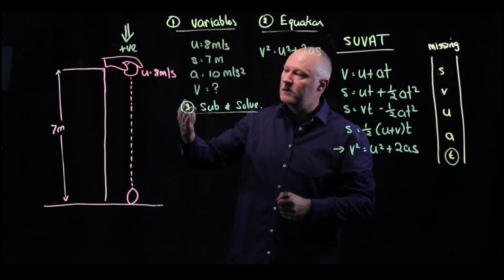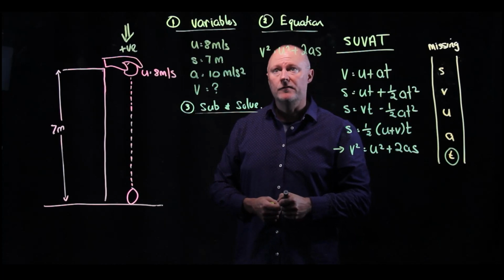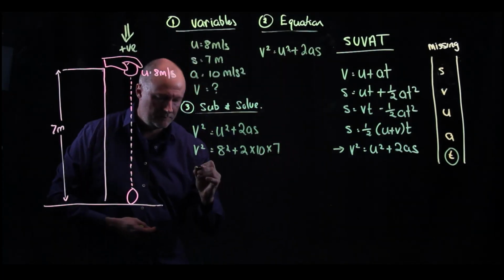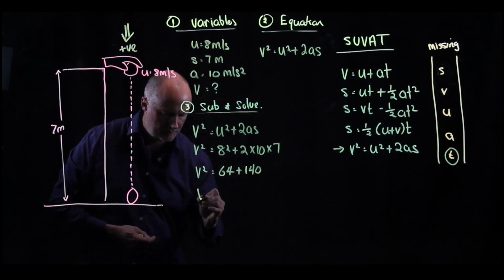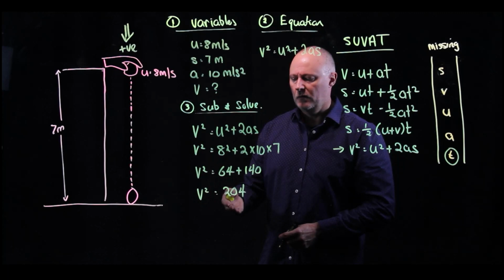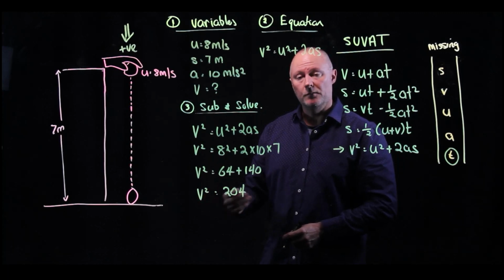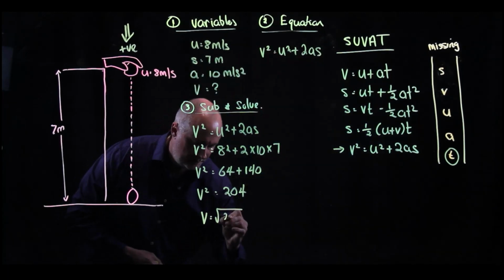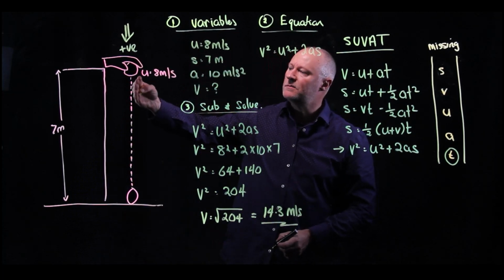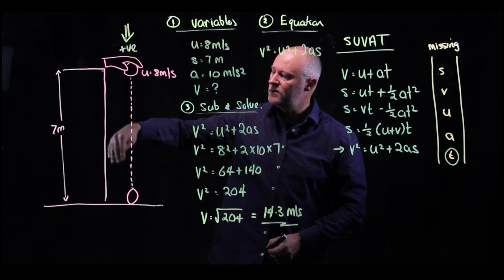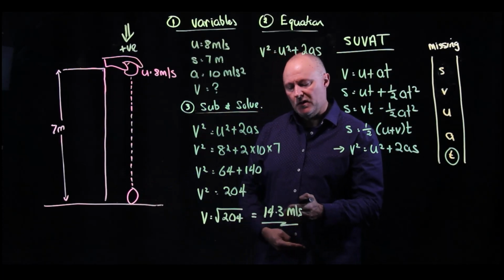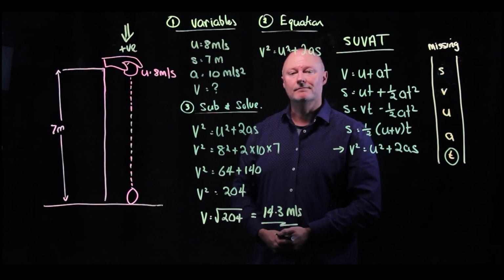Let's now substitute our values into the equation and solve for the unknown value for v. So at this point, we know that v squared equals 204. To find v, we simply take the square root of both sides. So a ball with an initial speed of 8 meters per second being thrown downwards at a height of 7 meters would strike the ground with an impact velocity of 14.3 meters per second.